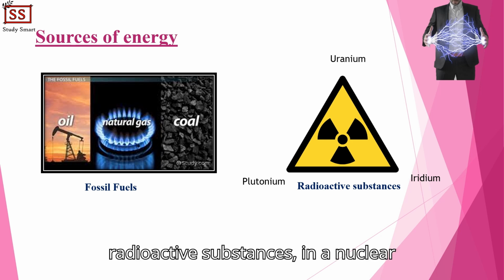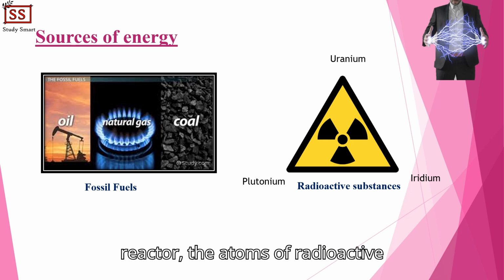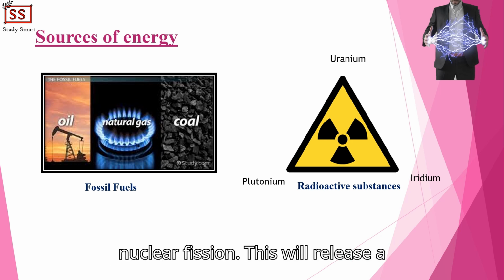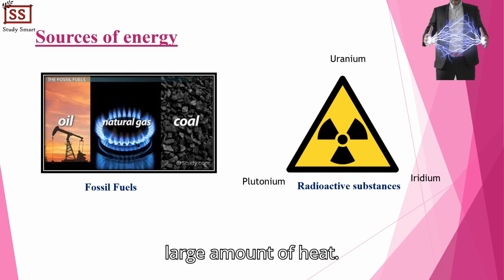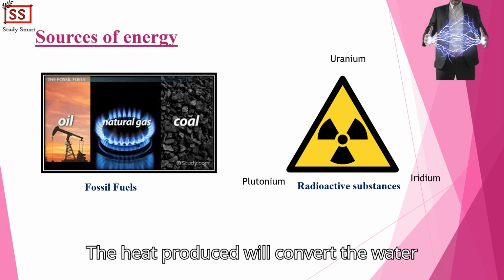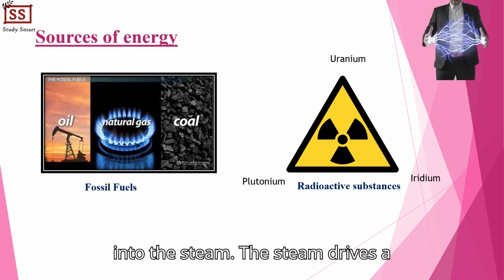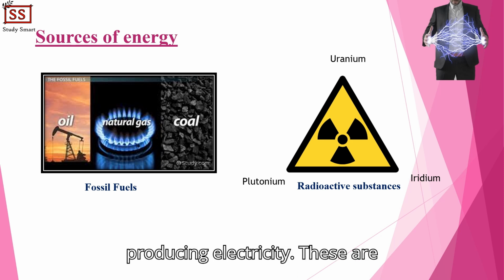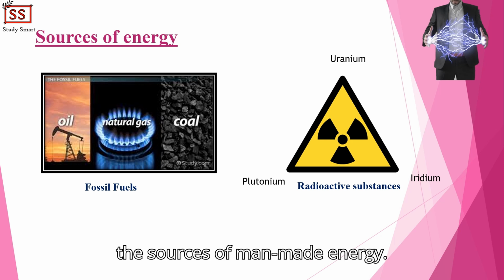As for the radioactive substances, in a nuclear reactor, the atoms of radioactive material such as the uranium, plutonium and iridium will undergo nuclear fission. This will release a large amount of heat. The heat produced will convert the water into the steam. The steam drives a turbine connected to the generator producing electricity. These are the sources of man-made energy.